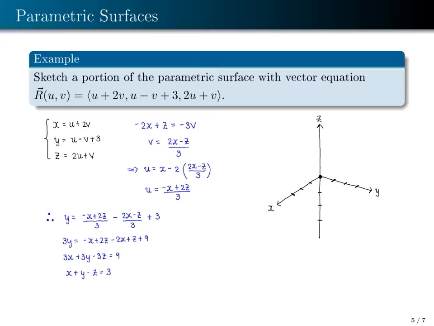Recall that one way to sketch a portion of this plane is to identify the intercepts of the plane. To obtain the x-intercept, we set y and z to 0, and so we get that the x-intercept is 3. Similarly, the y-intercept is 3, while the z-intercept is -3. After plotting the intercepts, we can clearly see the traces in the coordinate planes. Therefore, we have now sketched a portion of the parametric surface.